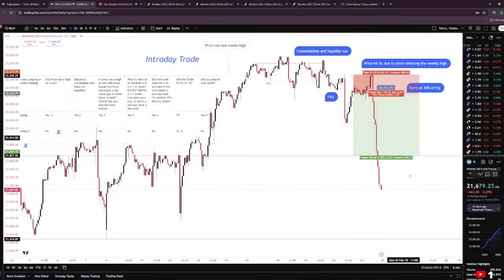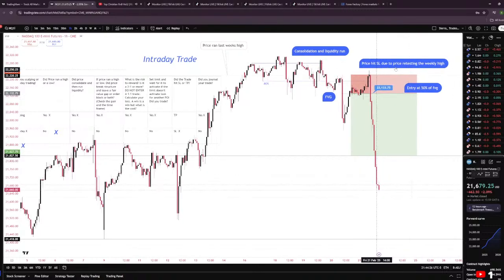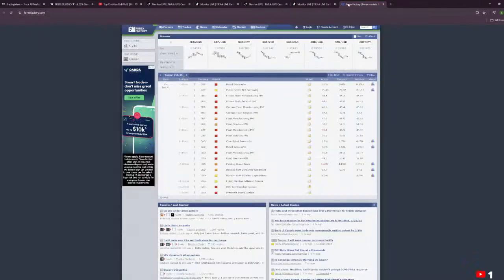Okay, all right. So price hit stop loss due to price retesting the weekly high. And then we're gonna comment. Today was PMI. Today was a news day. PMI. And was PMI negative?